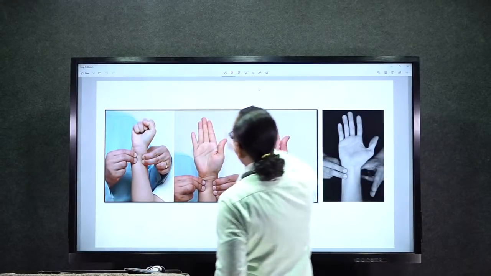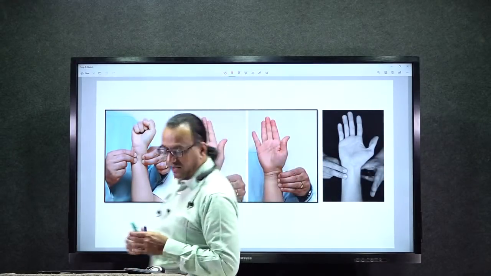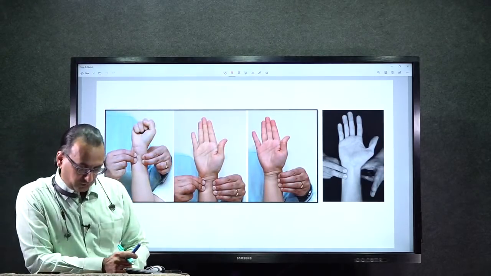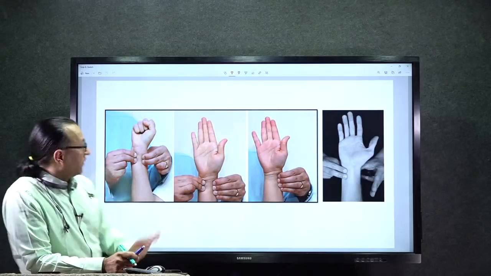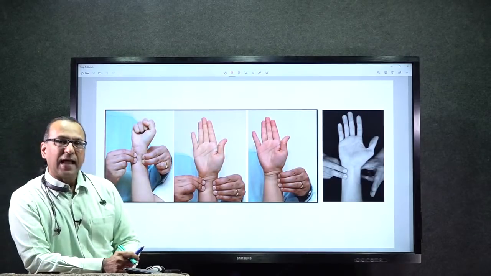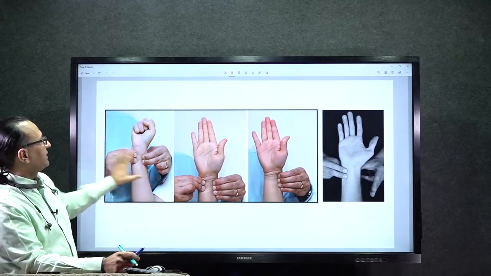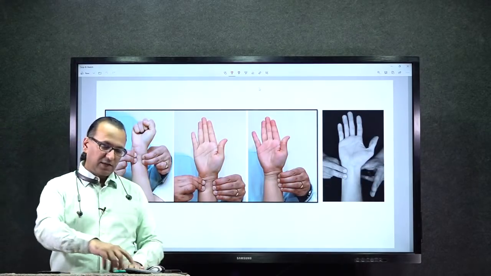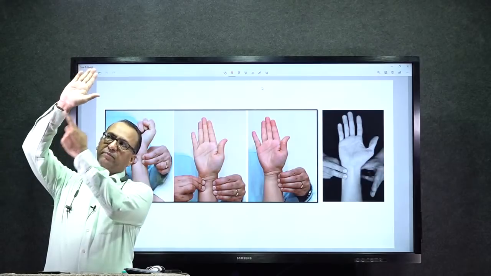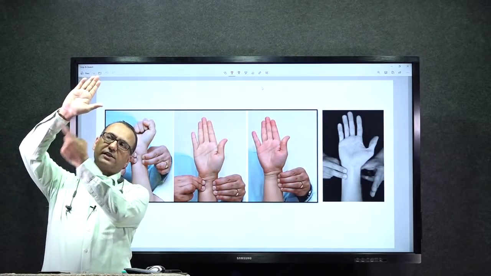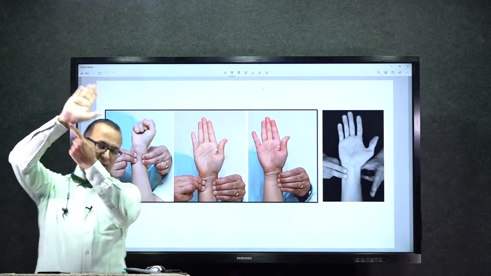Tell me which test we are doing here. We got a question also. This test, there was a question, I'll show you the question also, but this is what we call as the Allen test. And why do you do Allen test? Allen test is done before we take the radial artery blood sample for arterial blood gas analysis. But then you have to be careful.